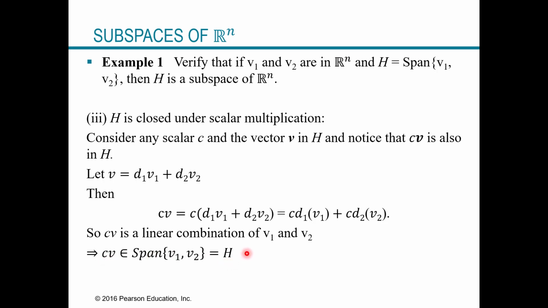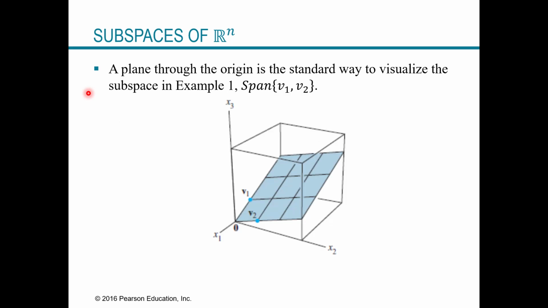So we verified all three properties just to show that this set H, defined as a span of these two vectors, is in fact, by definition, what we can call a subspace. So it's a set of vectors, but now we can give it the title subspace because it satisfies those three properties. All right, so here's a visual.